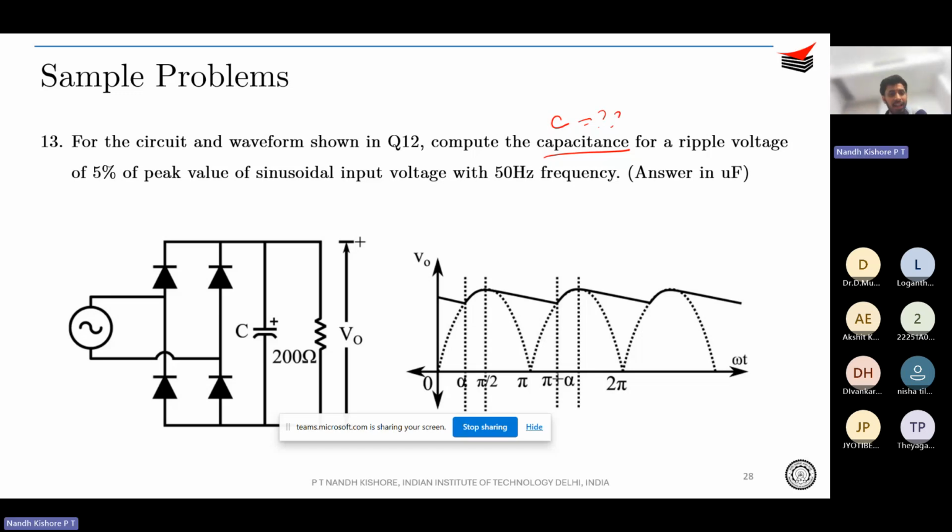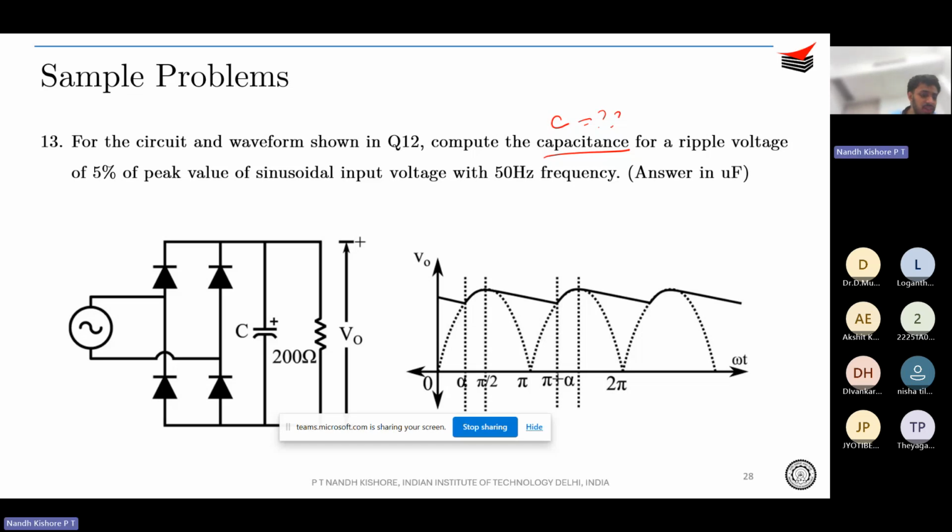Okay, so can anybody tell a way to calculate this before I tell the way? You see the question, you see the circuit diagram given, you see the values given. Can anyone formulate a way to calculate the capacitance? You analyze what is going on in the capacitor. When the capacitor is charging, what is the equivalent circuit? And when the capacitor is discharging, what is the equivalent circuit? If you know that, you get the answer.